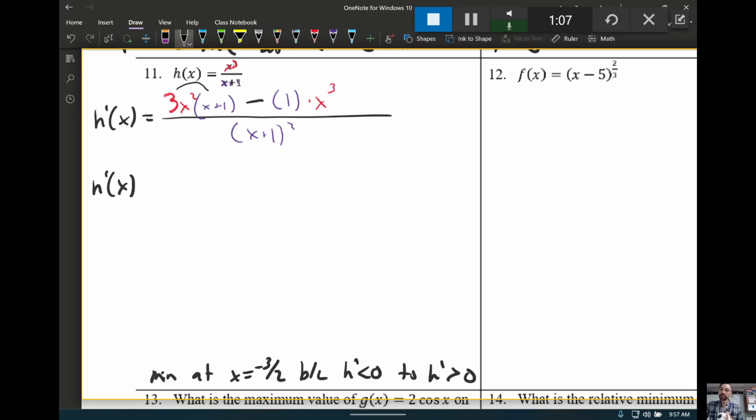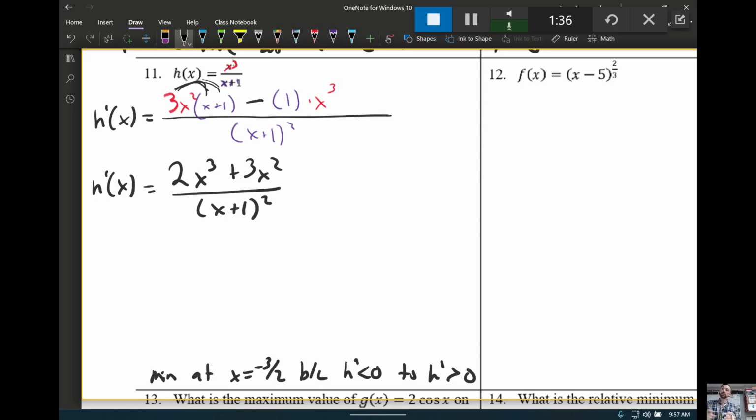If you distribute this, you've got 3x squared minus 1x squared, which is 2x squared. I'm sorry, that is way off. This is cubed. This is 3x cubed minus 1x cubed, which is 2x cubed. And then when you distribute this to this, you get 3x squared. Nothing you can do with the denominator.